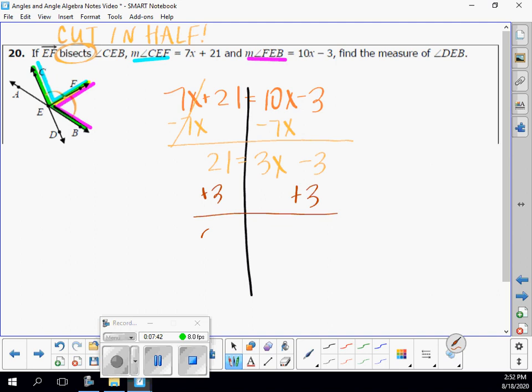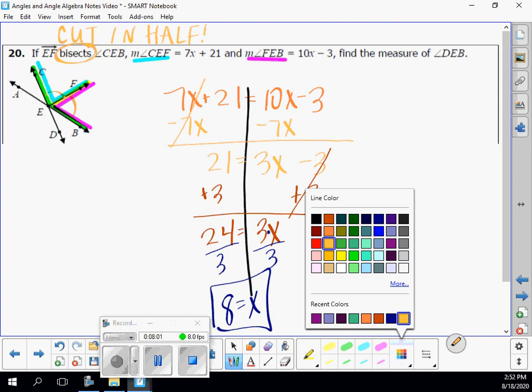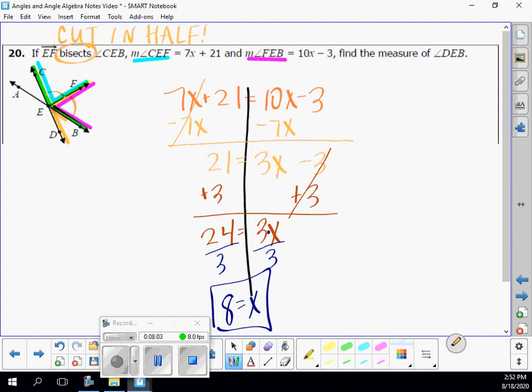21 plus 3 is 24. 3x, negative 3 plus 3 is gone. The only thing that fits in between there is that multiplication dot, so I'm going to divide by 3. And 8 equals x. Now that's not what they asked for. They actually asked for DEB.